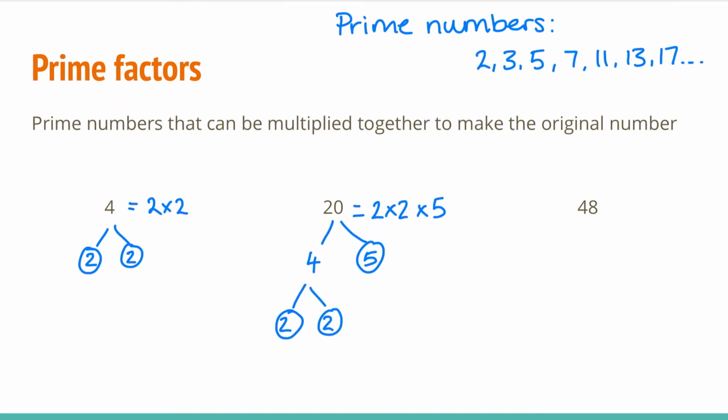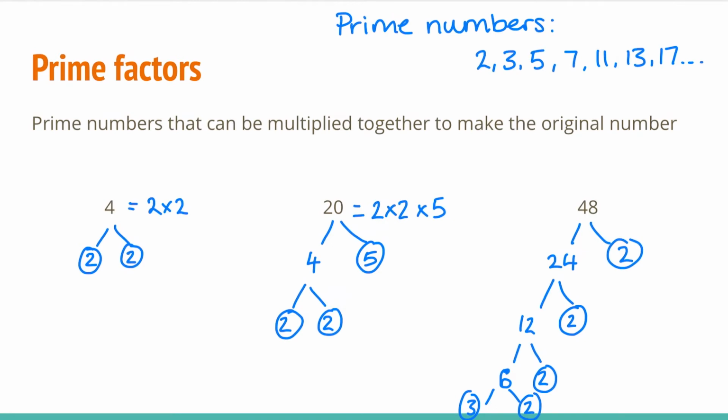48, I'm looking for 2 numbers that times to make 48. So I could do 24 times 2, and 2 is a prime number. And then I've got 24 is the same as 12 times 2, and 2 is a prime number. This is the same as 6 times 2, which is a prime number. And this is the same as 3 times 2, which are both prime numbers. So 48 could be written as 2 times 2 times 2 times 2, so 4 times, and then times by 3. And you can also use your indices if you want to, and you could write them like that as well.